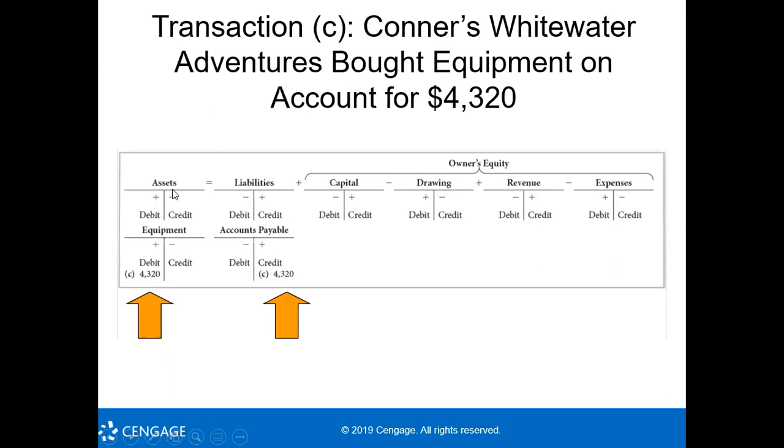Again, equipment falls under assets. Accounts payable is a liability, a debt that we owe. So we're debiting equipment, crediting accounts payable. And that's going to be a common theme as we go through this. Accounting is really considered a double entry accounting system because for every debit, there has to be an equal credit. So we have to have a debit and a credit with every transaction. There has to be a debit and a credit, right? So we're going to continue to see this as we go through and look at examples of this together.